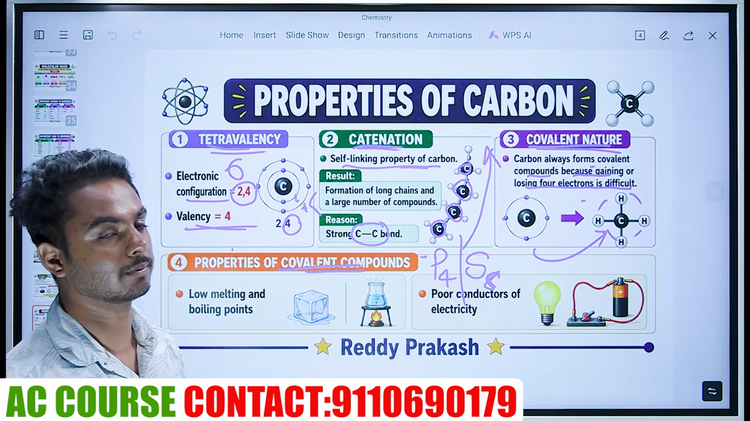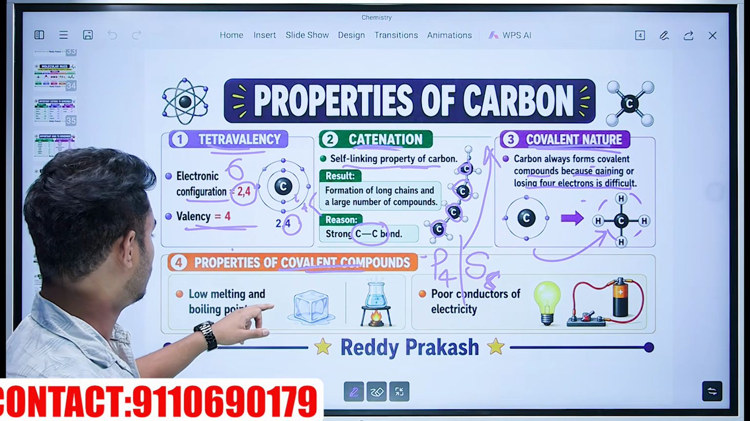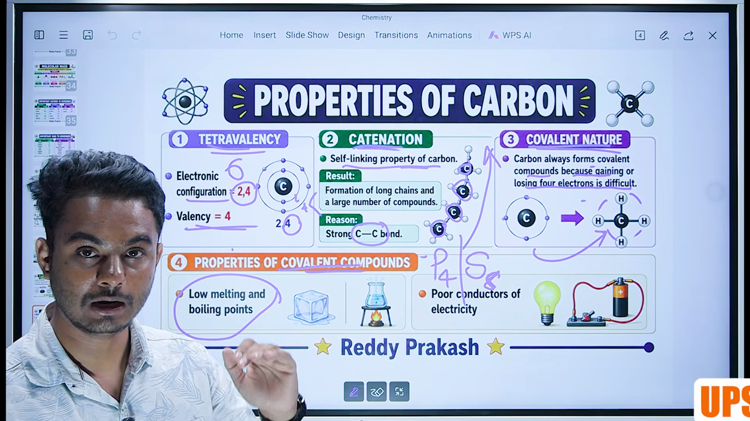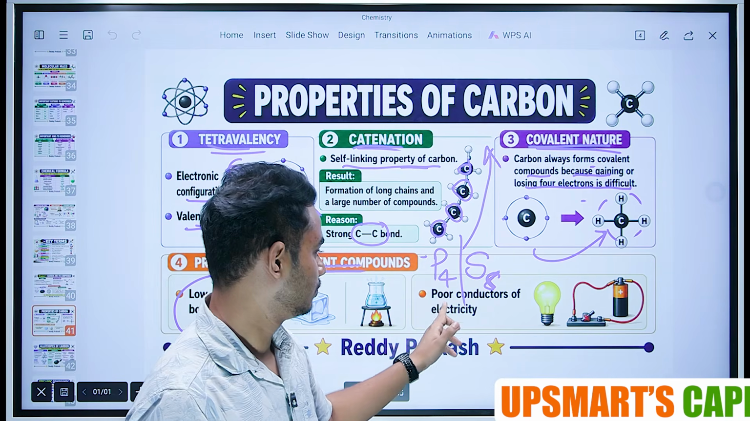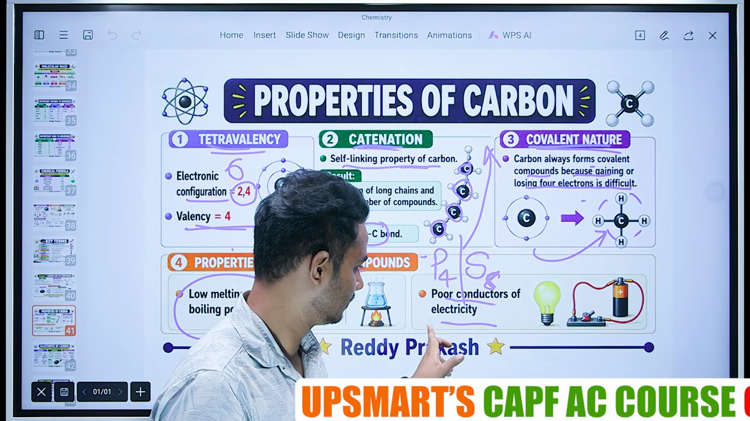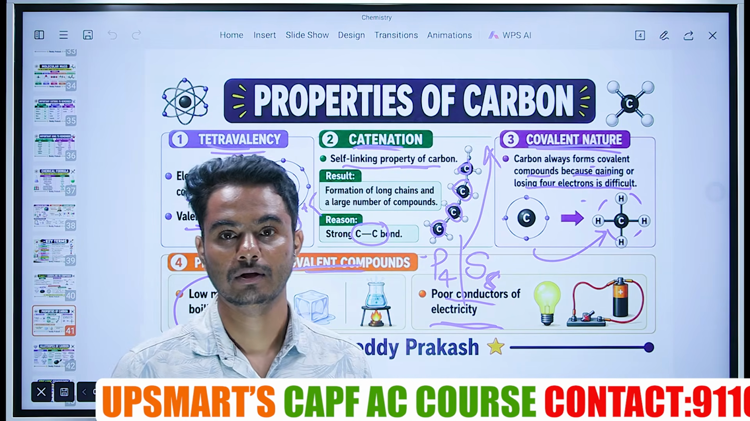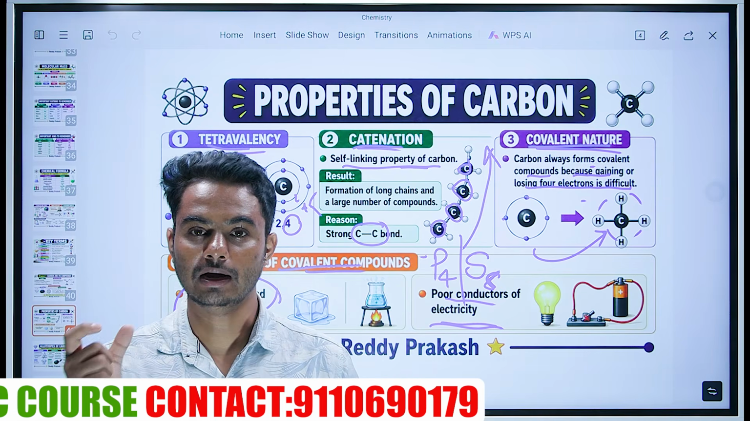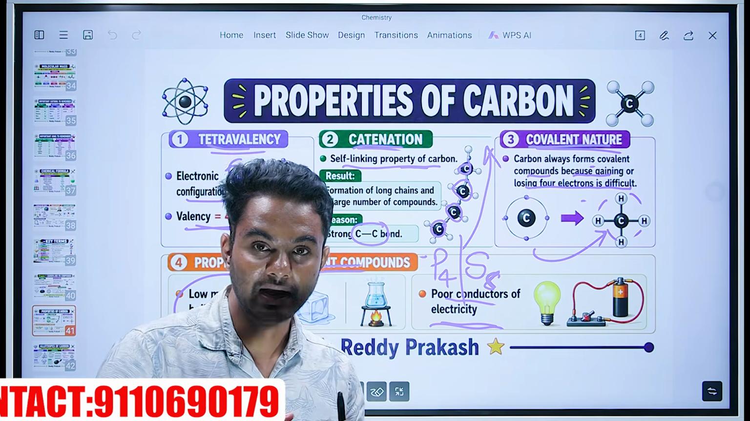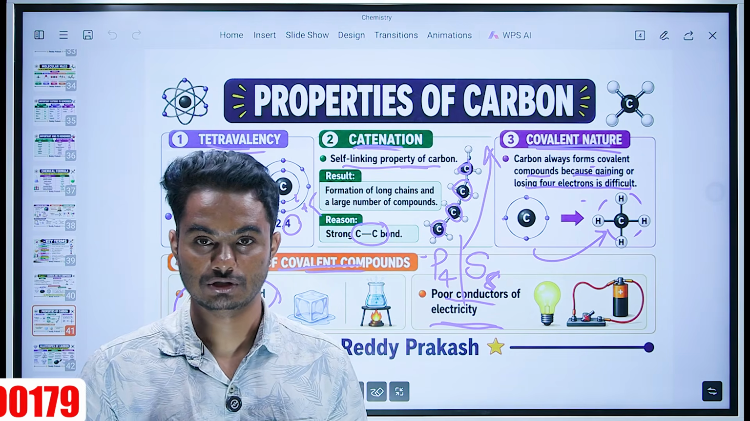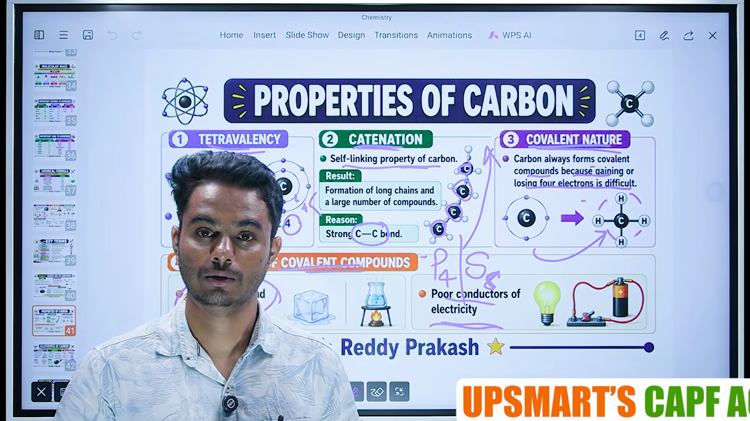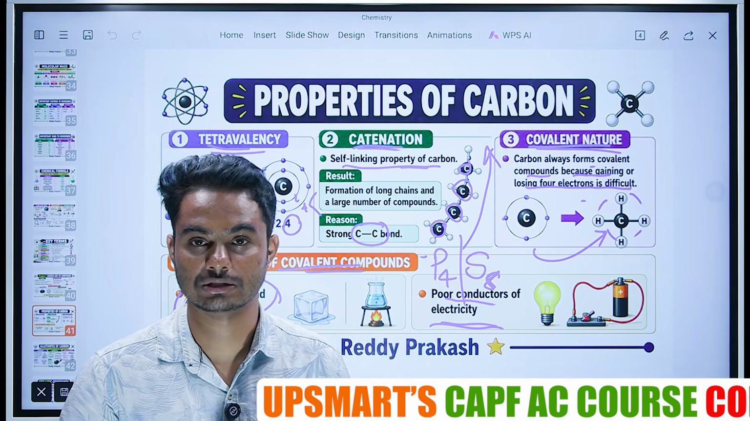Any covalent compounds, the properties usually will be low melting and boiling point. Boiling point and melting point will be lower for them. Next, poor conductors of electricity, because when you lose, you get a net negative charge. When you gain, you get a net positive charge. That means you are making ions.